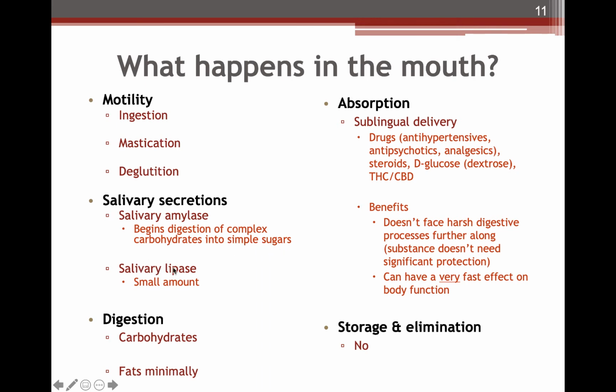There's also salivary lipase, and only a little bit of it is going to be released by the salivary glands. And so we can officially say that carbohydrate and fat digestion begins in the mouth because of these enzymes being released and mixing with your food as you chew it up and as it travels down the esophagus. So a little bit of chemical digestion occurs for carbohydrates and fats, but only minimal fat digestion.